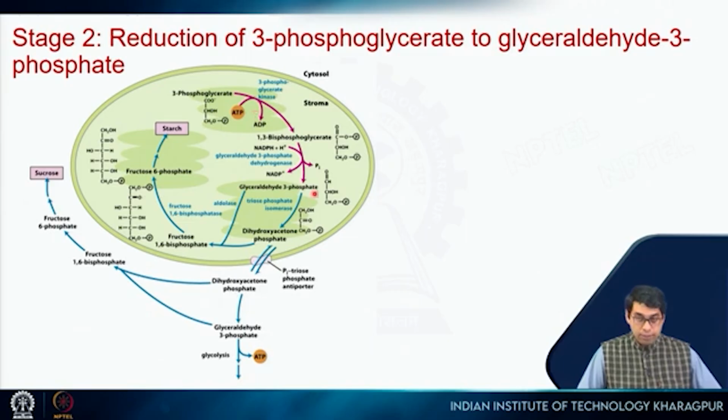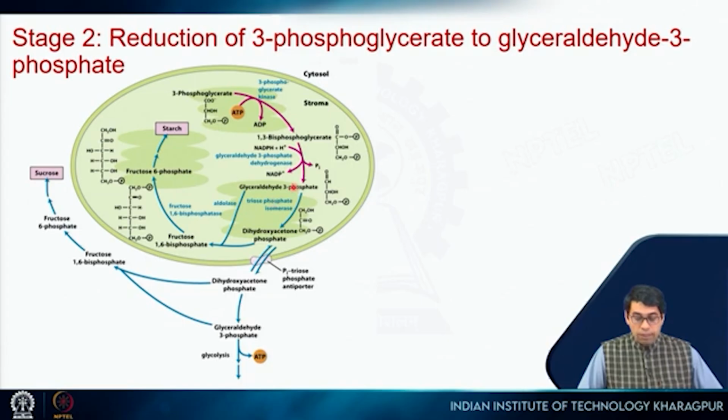However, some more reactions happen, and it is important to show them here. Glyceraldehyde 3-phosphate can be converted to dihydroxyacetone phosphate, right? So again it's a 3-carbon molecule. Only thing is that instead of an aldehyde it becomes a ketone. So this group is shifted. It is done by an isomerase, which is triose phosphate isomerase.